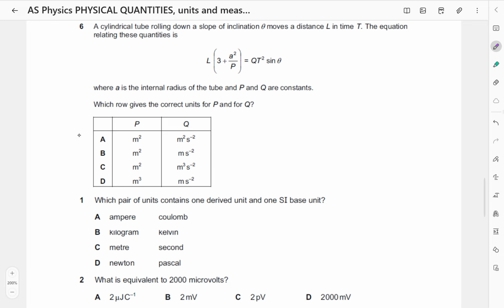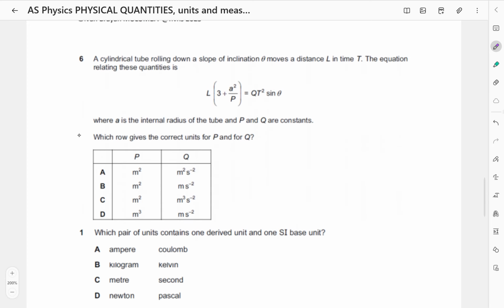Okay, so of course we only add quantities if they're in the same unit. That is very important. We only add quantities if they are in the same unit. So L is distance in meters, and T is time in seconds. So let's see the units on the other side.